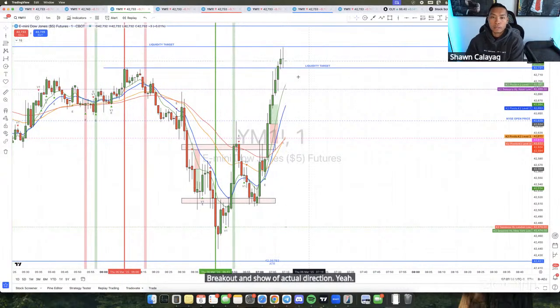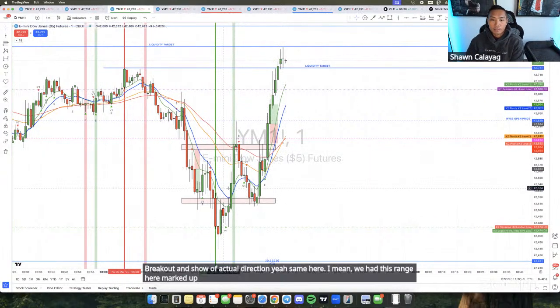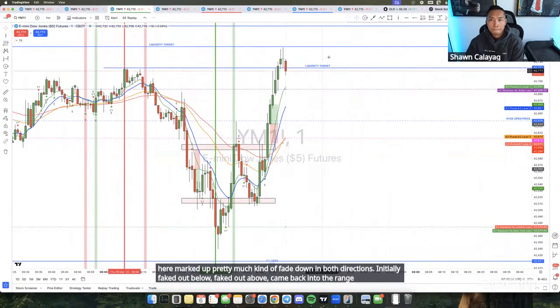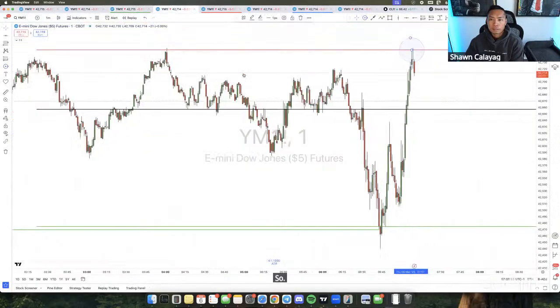Same here. I mean, we had this range here marked up. It pretty much faked out in both directions. Initially faked out below, faked out above, came back into the range, and then it shot right through it. So yeah, I'd be doing the same thing.